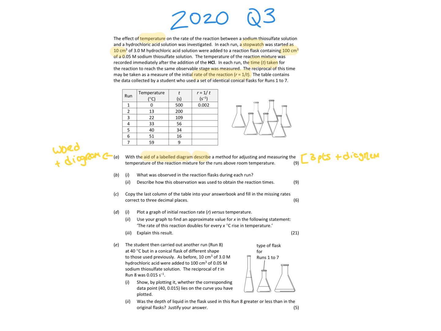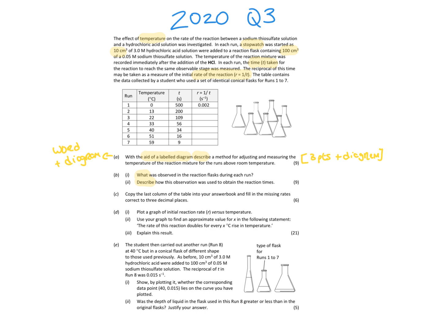Part B then. Part B asks us what is observed. So what is just a statement. What was observed in the reaction flasks during each run. And then part 2 asks us to describe how this observation was used to obtain the reaction times. So those two questions are going hand in hand, but you need to make sure to answer them separately so that you get your full marks and make sure they're labelled correctly.